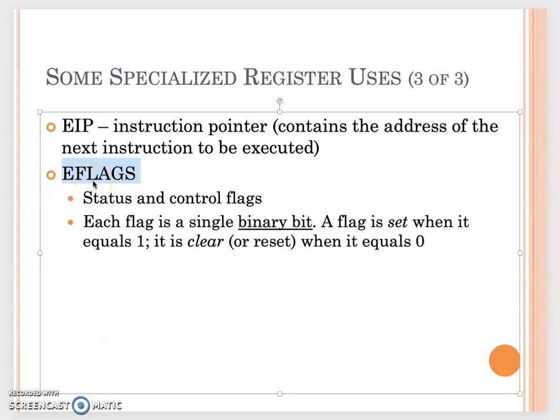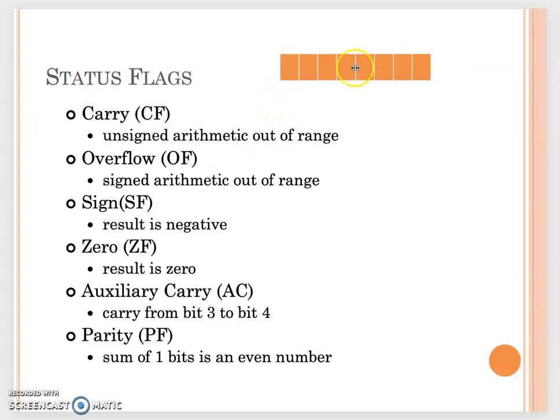Continue to talk about each status flag from the EFLAGS register. In the EFLAGS register, we have each bit to store a status flag. So they actually look like this. For example, I have 1 byte. Each bit is only 0 or 1.